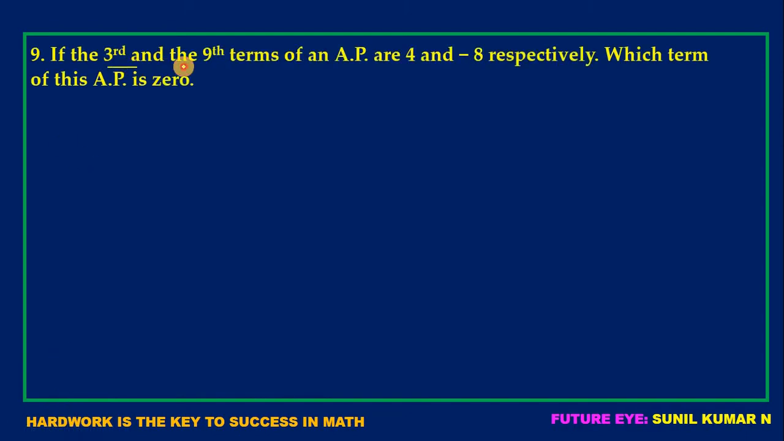If the third and ninth terms of an AP are 4 and -8 respectively, which term of this AP is 0? Children, first understand the problem here. They are saying third term is 4 and ninth term is -8, and here we have to find which term will be 0. It means whether 20th term or 50th term, which term value will be 0.